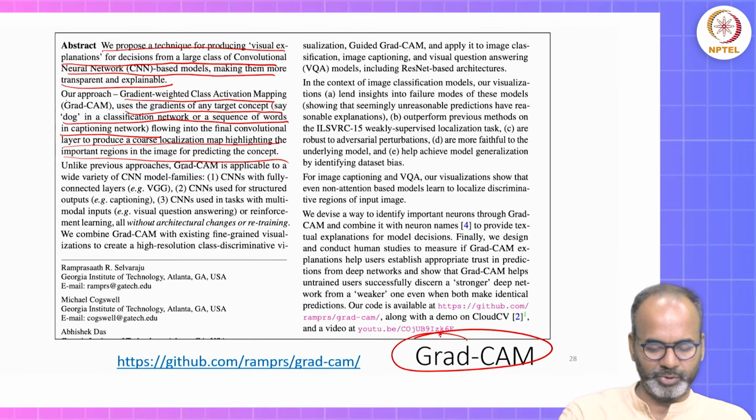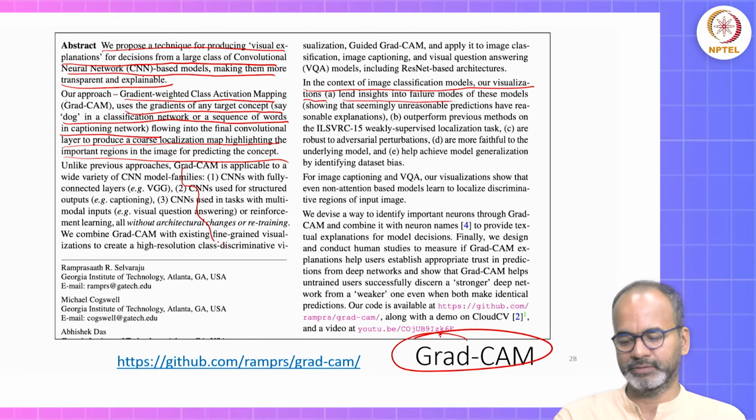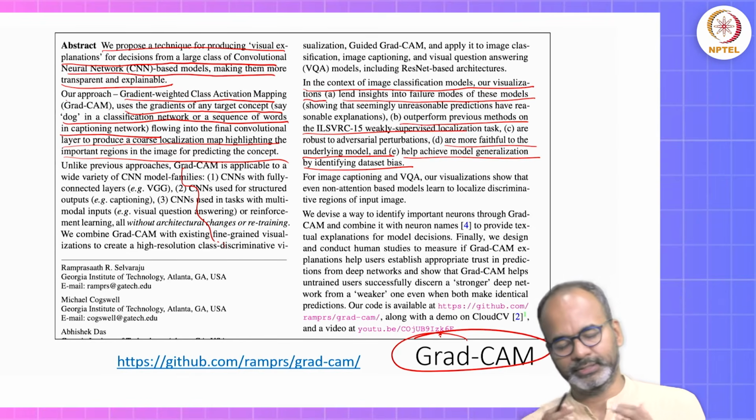So then they argue about what the previous methods do. This is what they argue they have done. In the context of image classification models, our visualizations lend insights into failure modes of these models, outperform previous methods with some data, help achieve model generalization, and are more faithful to underlying models. So that's the Grad-CAM idea again.